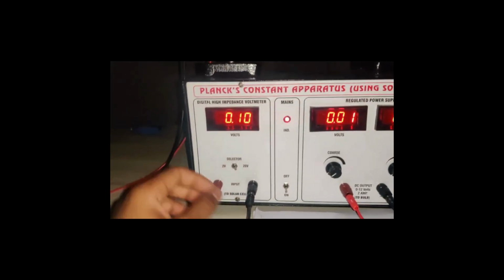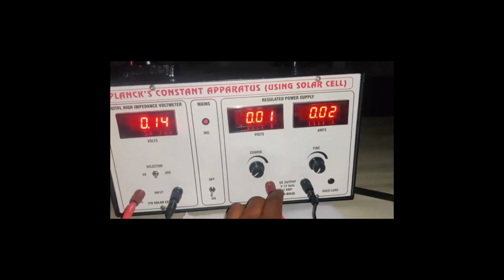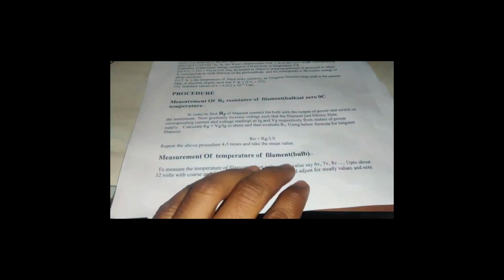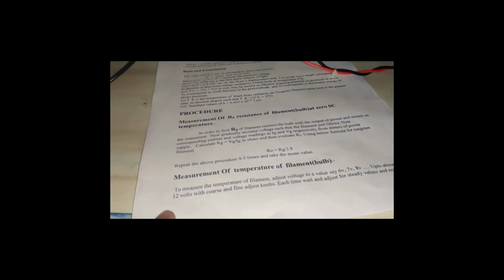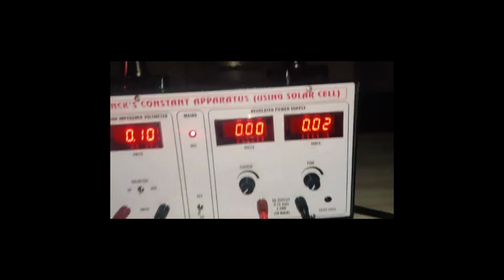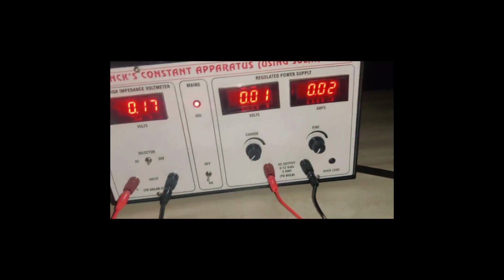Next, measurement of temperature of filament bulb. For this we have to connect solar cell to the voltmeter, high impedance, and bulb to the output of the supply. For this we have to adjust the voltage to 6, 7, 8 and up to 12 and calculate the corresponding current and the voltage across the solar cell. Then with these values we have to calculate RT by Vt upon It, and then evaluate RT upon R0 to calculate the temperature with this table given with the relation.